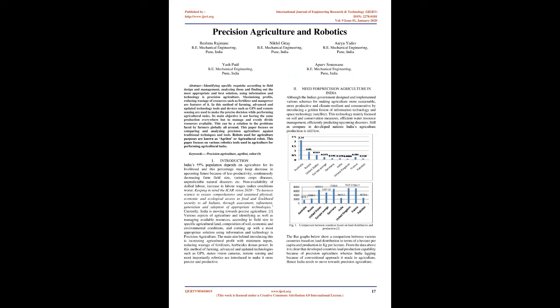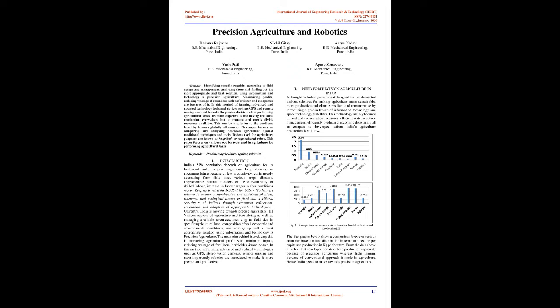In this method of farming, advanced and updated technology tools and devices such as GPS and remote sensing are used to make precise decisions while performing agricultural tasks. Its main objective is not having the same production everywhere but to manage and evenly divide the available resources. This can be a solution to the problems faced by farmers globally.